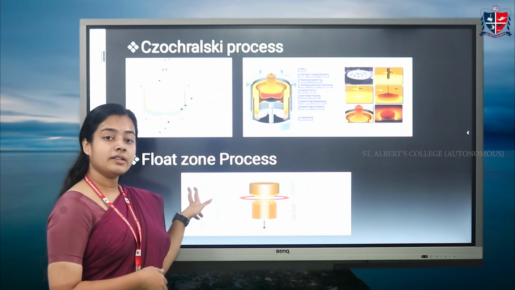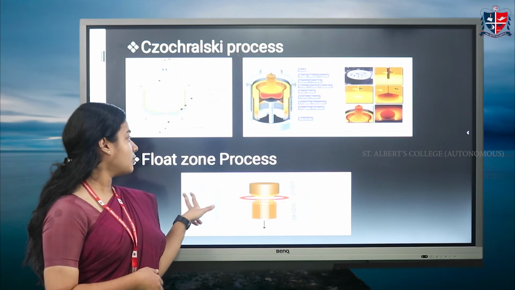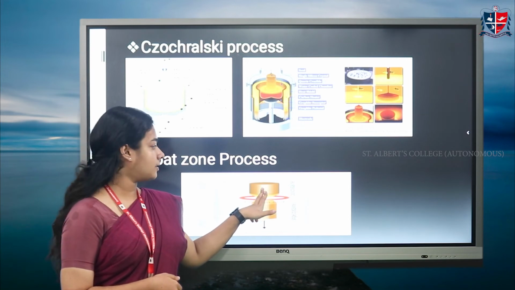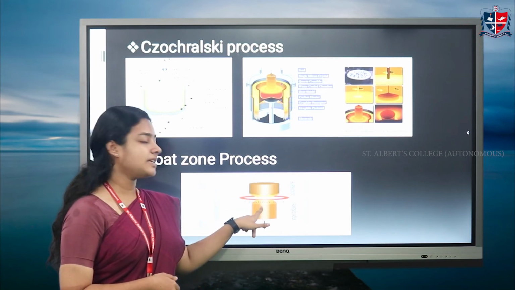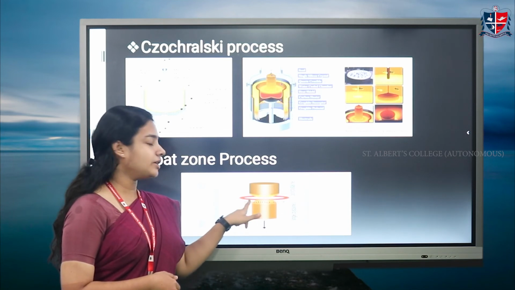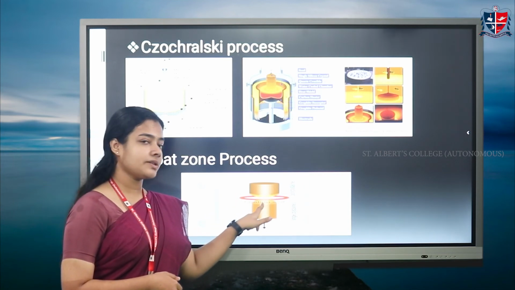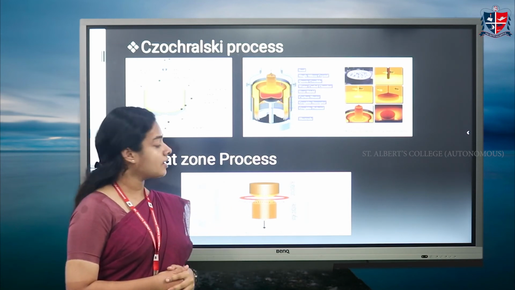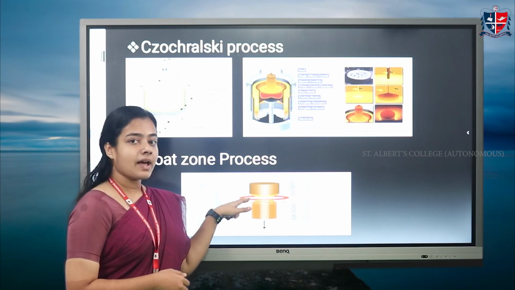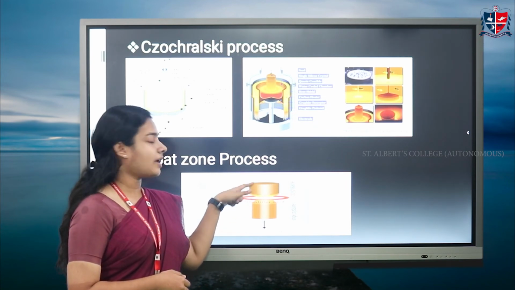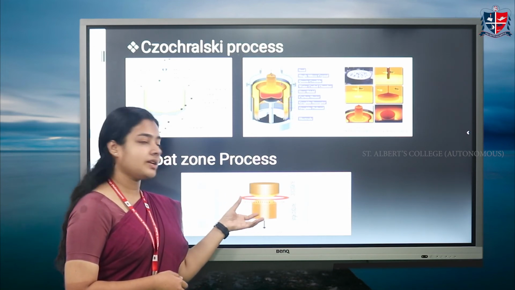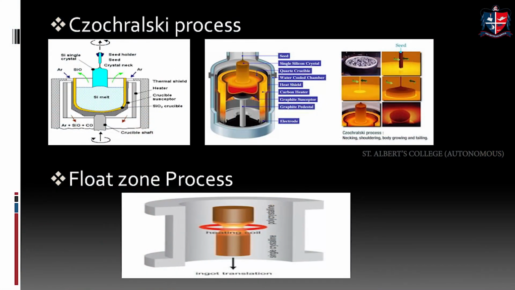There is another method, which is the float zone process, where we take the polycrystalline silicon here and the seed crystal down. Here we have a heating coil. Wherever this heating coil is present, the silicon inside will be in a melted form. The next step, we are going to move this coil into another zone. The previous leftover portion will get solidified, and the newly formed zone will melt.